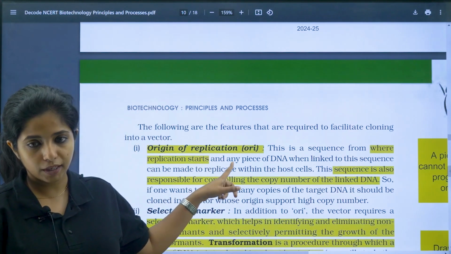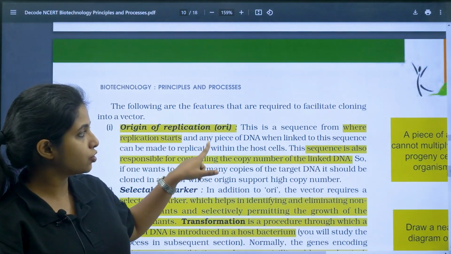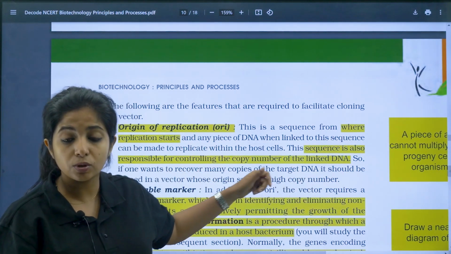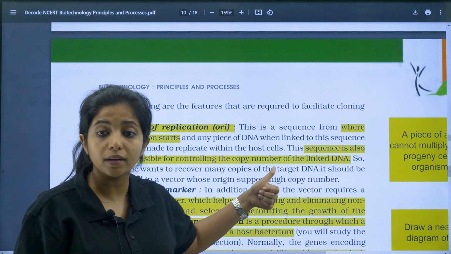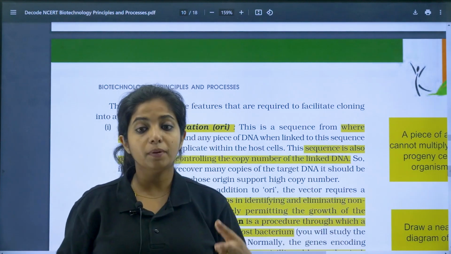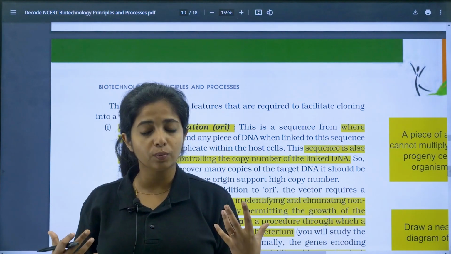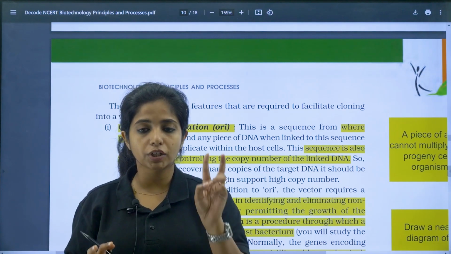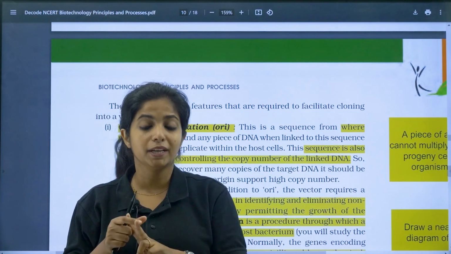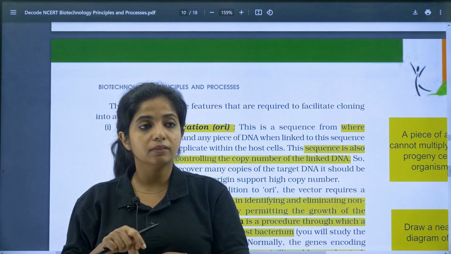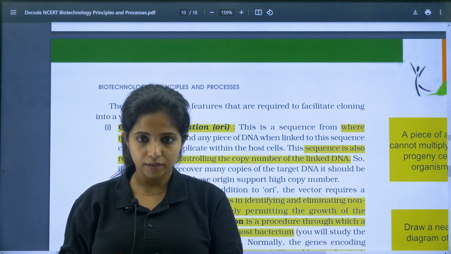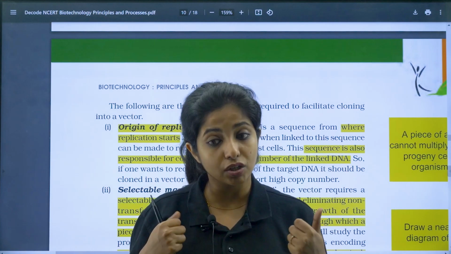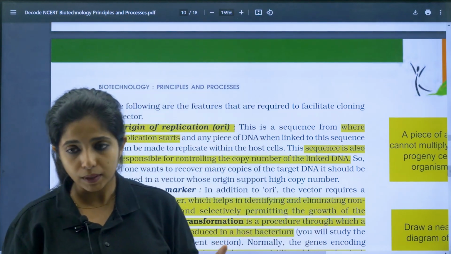A proper origin of replication, my dear children. It should have an origin of replication. It is a place where replication starts, and it is also the sequence responsible for controlling the copy number of a linked DNA. For example, how many copies we want depends on the origin of replication. So origin of replication has two functions: one is where replication starts, and the second is that it controls the copy number also. So you have to choose a vector that has an origin of replication that supports high copy numbers as well.